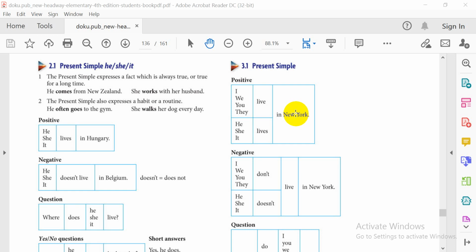Unit 3. We will explain the present simple, the same subject as in a previous unit, but here we give another piece of information, or increase the information about the previous unit when we explained it.